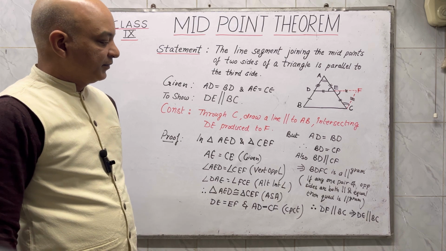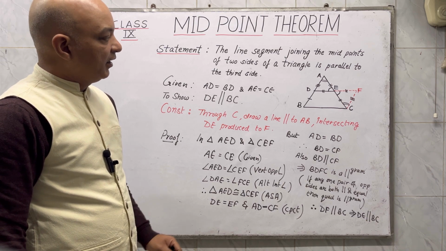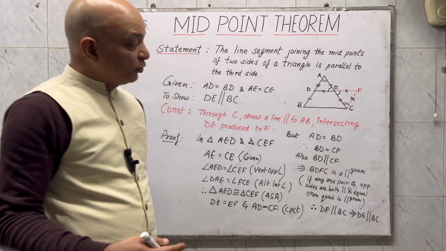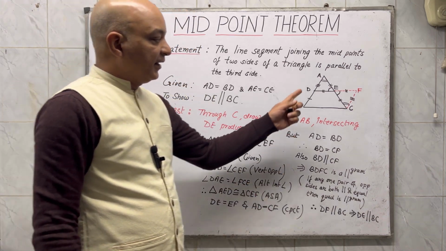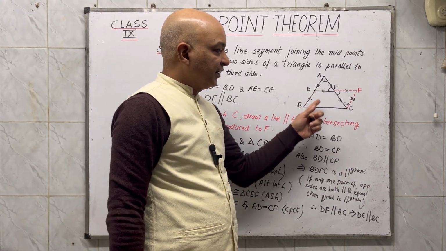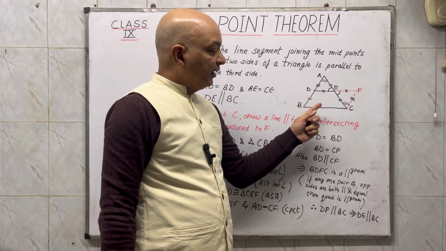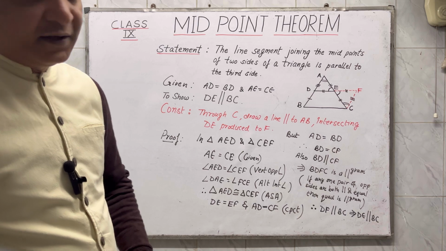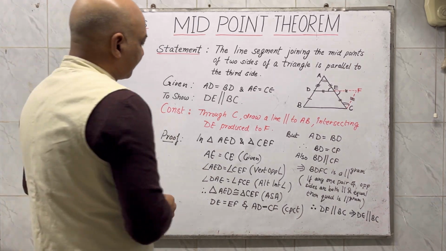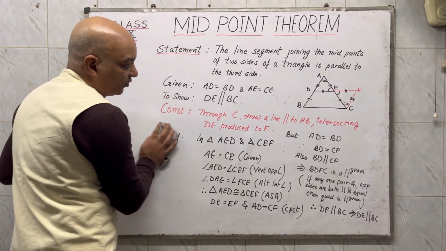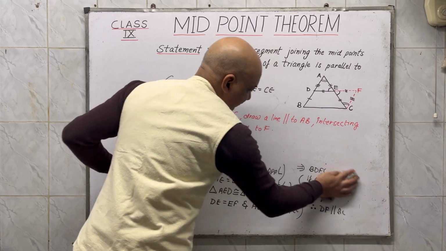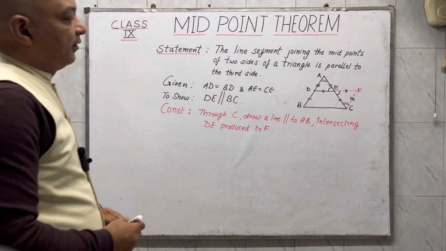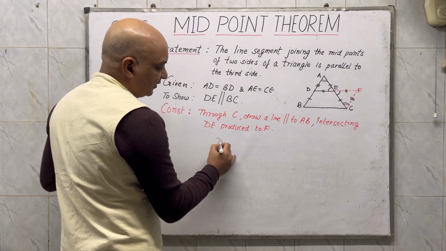But students, the proof is a little beyond this, as in we can also show that DE, which is parallel to BC, is also equal to half of BC. Let's see how we can do this. So I have already drawn and proved that DE is parallel to BC.